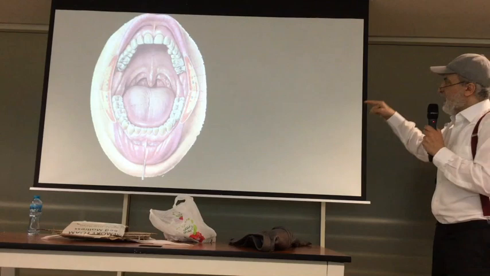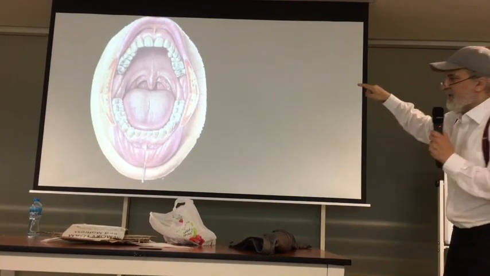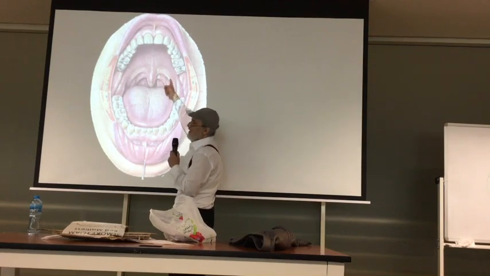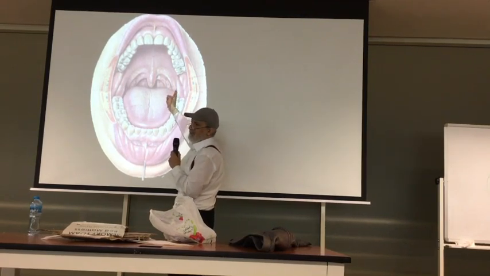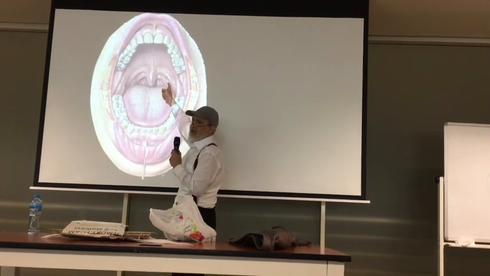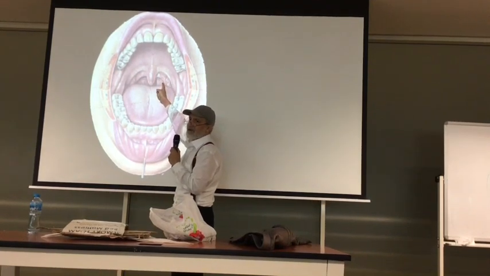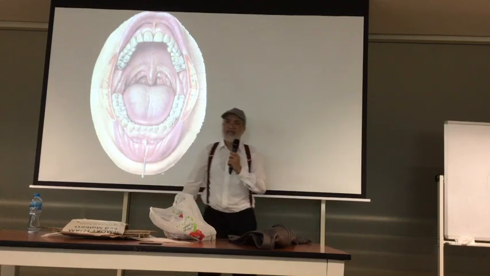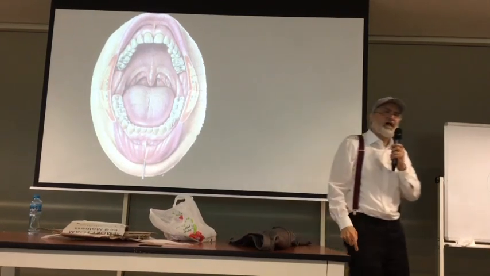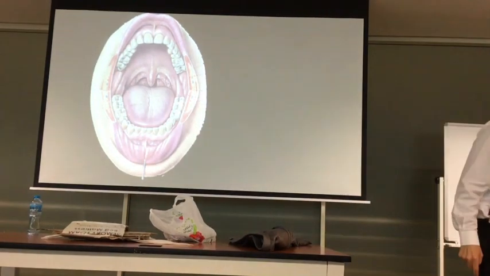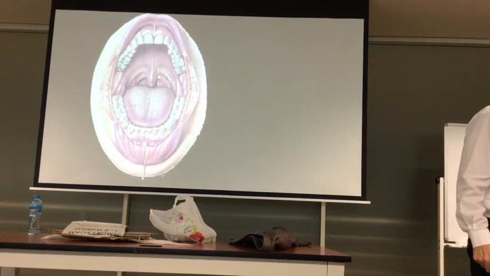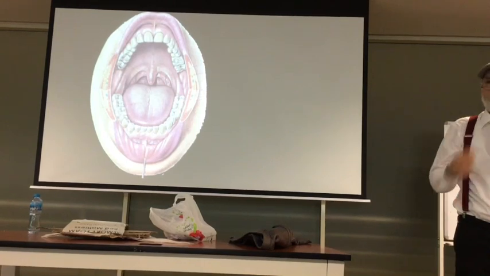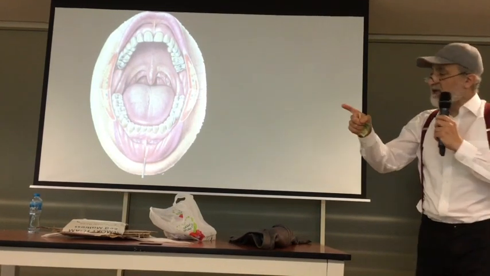So, inside here there is a muscle called the palatoglossus, covered by mucosa, and I call this palatoglossal fold. There is a muscle here called palatopharyngeus, covered by mucosa, and I call it palatopharyngeal fold. And what's the attachment? The thyroid cartilage.